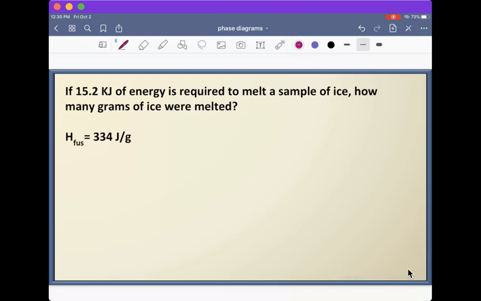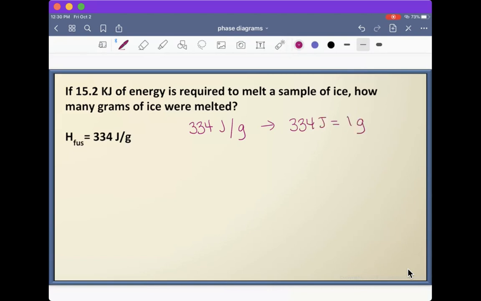So on your practice problem, you had 15.2 kilojoules of energy is required to melt a sample of ice. How many grams of ice were melted? All right, so again, we've got our conversion factor here. We have 334 joules per gram, which equals the conversion factor of, for every 334 joules, we have 1 gram of water.